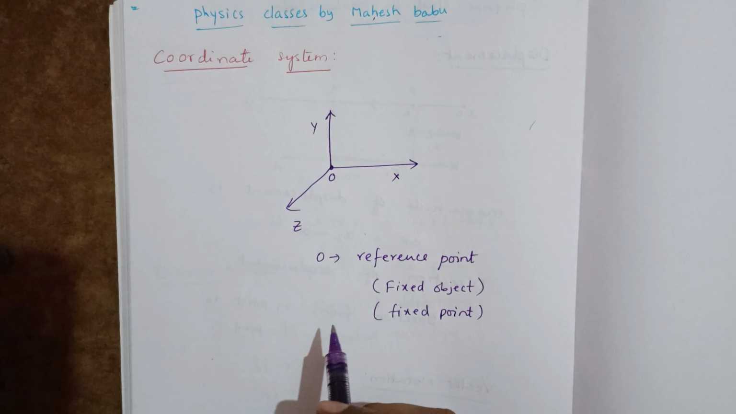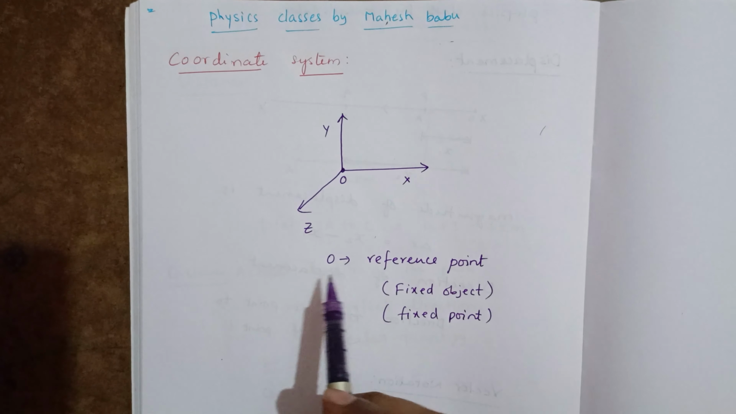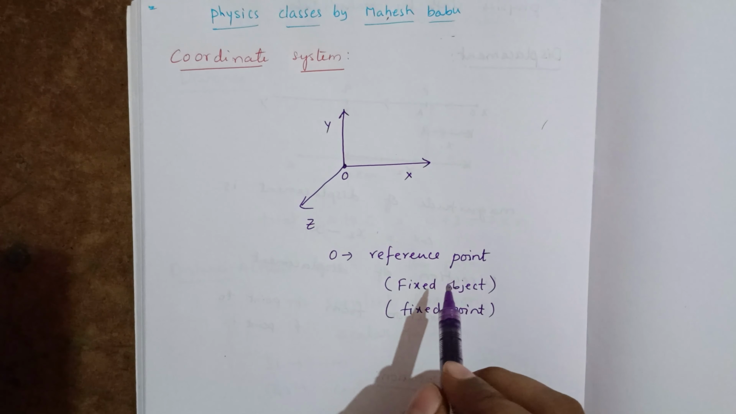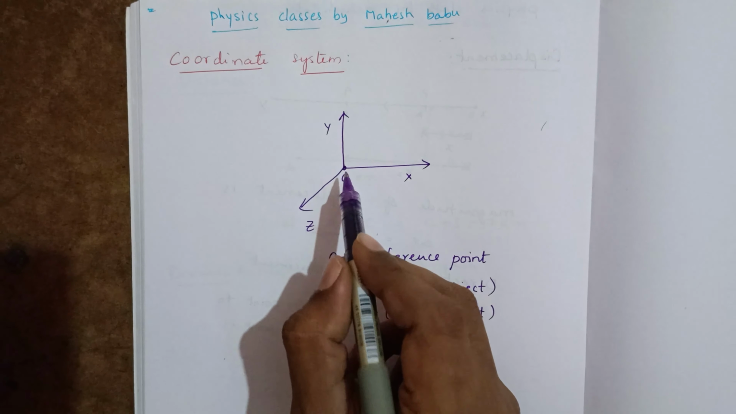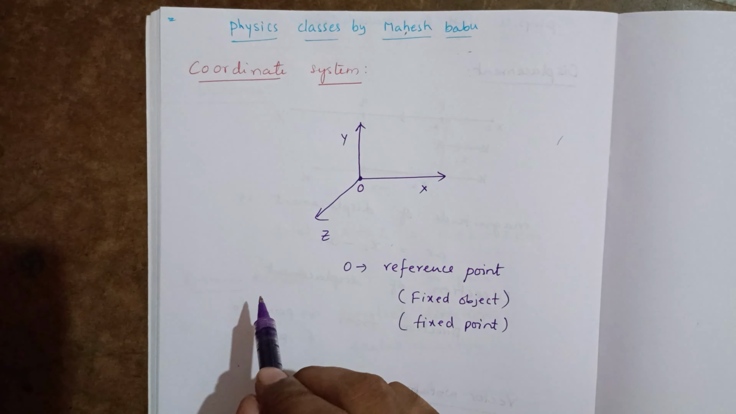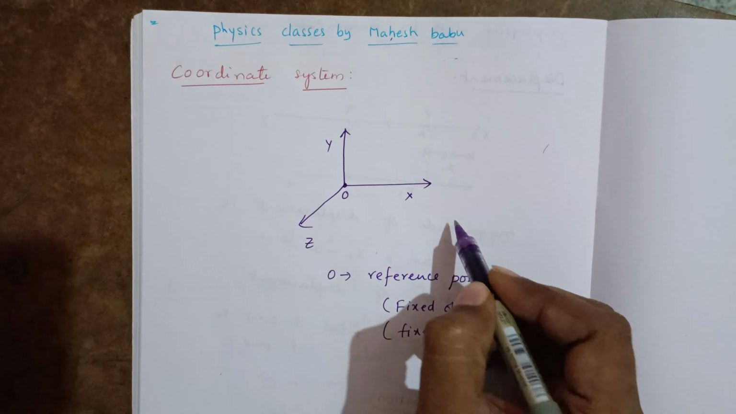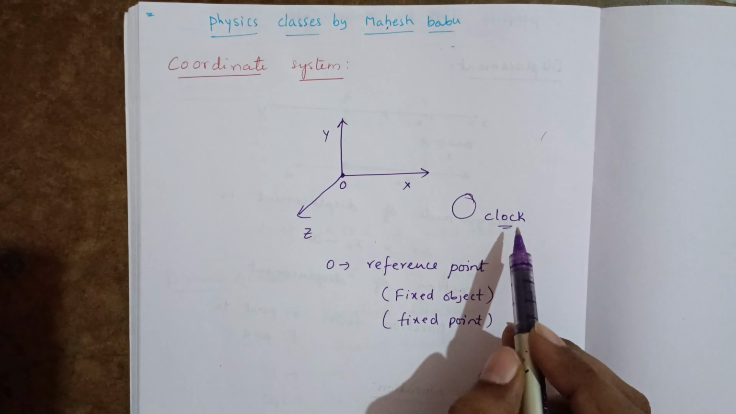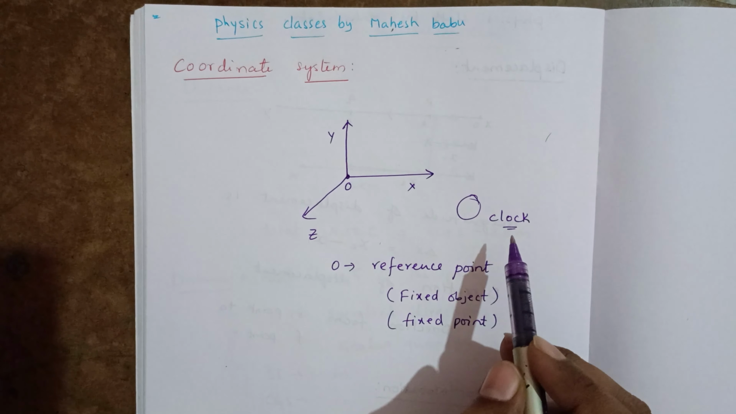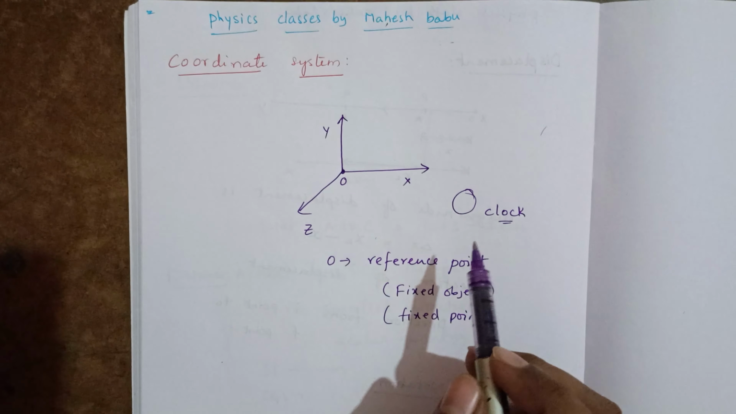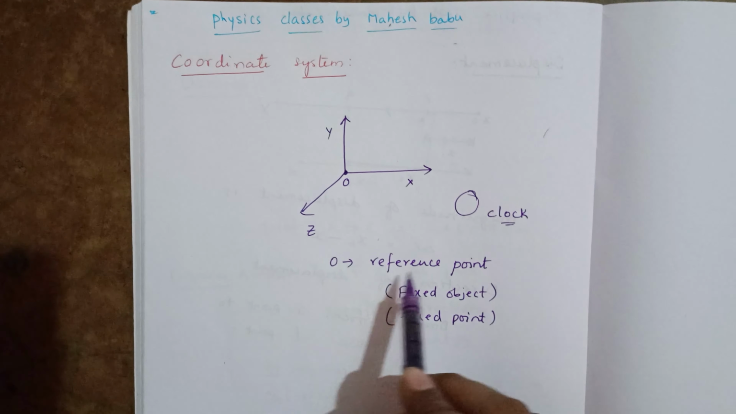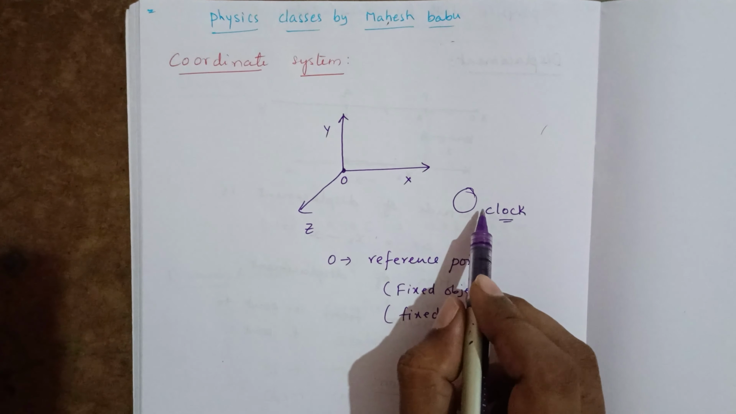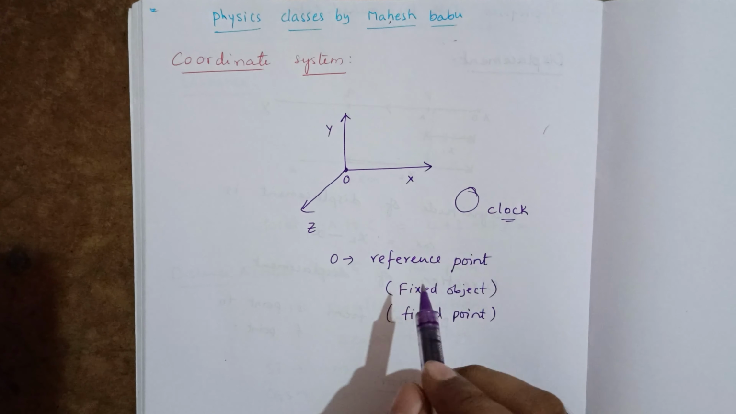We discussed in the previous class, regarding motion, that an object changes its position with respect to a fixed point or fixed object. Now, instead of that, we can take this reference point as the fixed point. Here we will place a clock to measure the time, because in a particular time we need a clock to say the time.